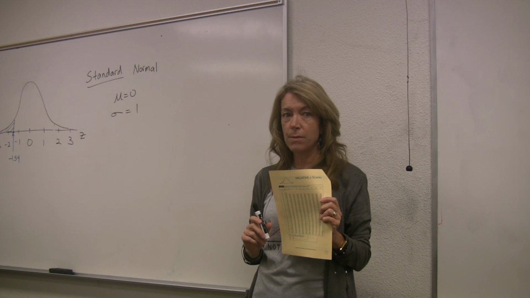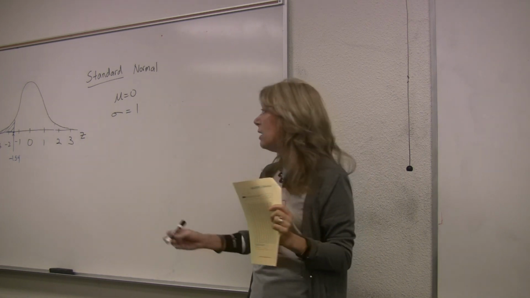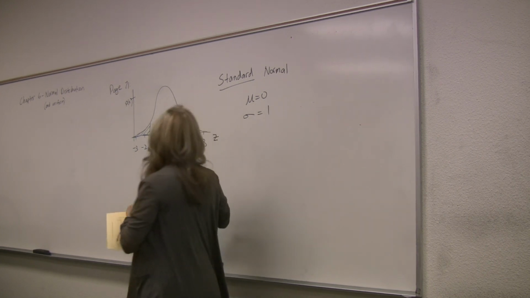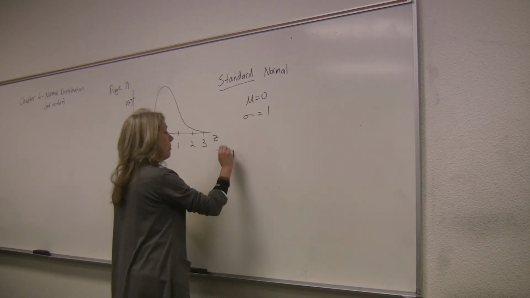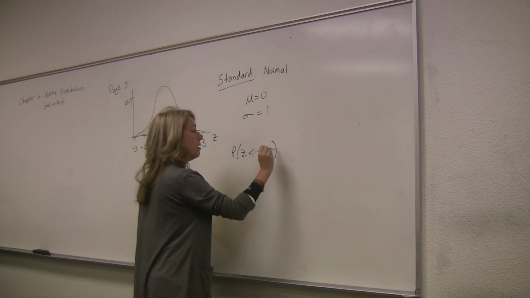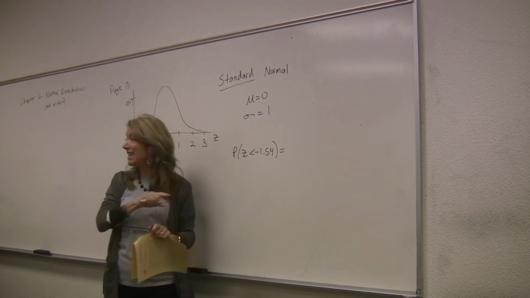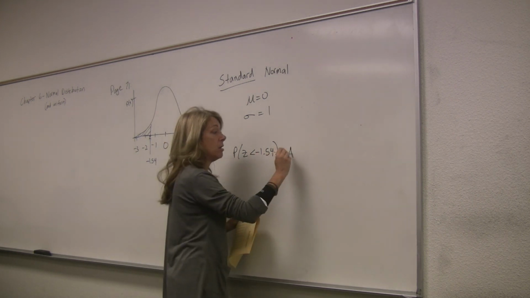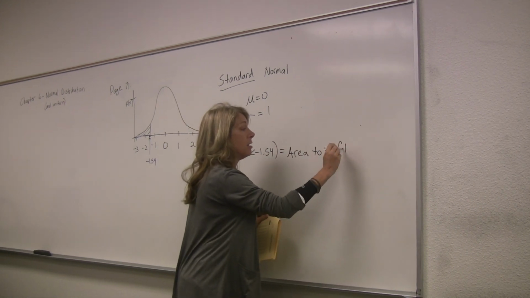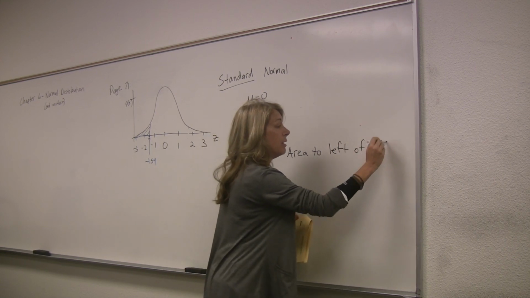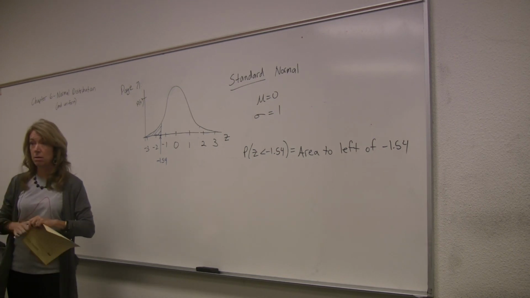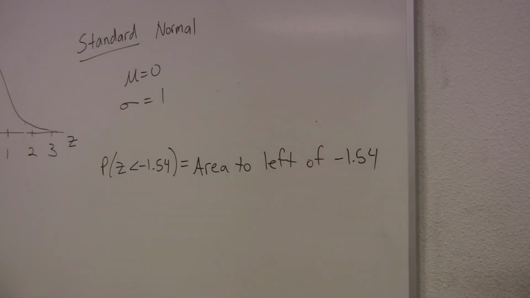Good there? So now that we know it's area to the left, isn't that what we want? We want the area to the left of negative 1.54. We want the probability that z is less than negative 1.54, which, remember, the probability is the area. We want the area to the left of negative 1.54. Those are the same things. The area is the probability.